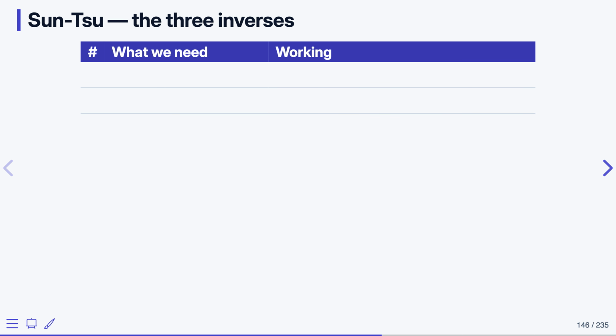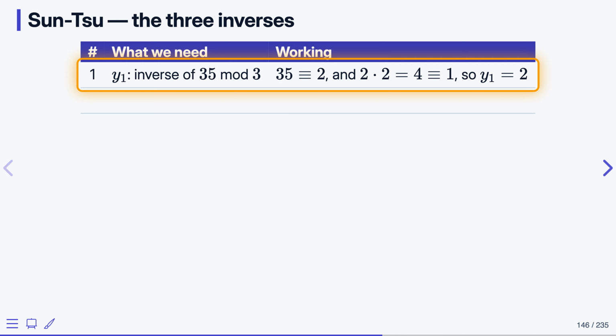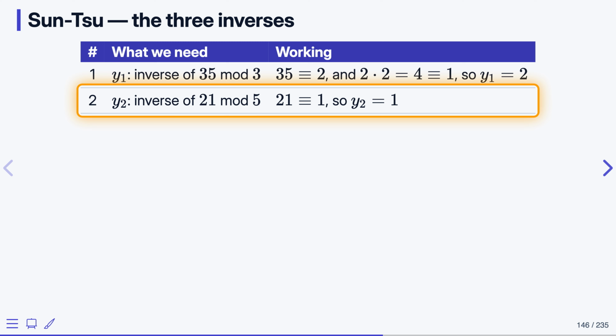Next, we need the 3 inverses. A good habit is to reduce each big M first, then find the inverse of the small number. 1. We want the inverse of 35 mod 3. 35 mod 3 is 2, and 2 times 2 is 4, which is congruent to 1 mod 3, so y1 is 2. 2. We want the inverse of 21 mod 5. 21 mod 5 is 1, and 1 is its own inverse, so y2 is 1.